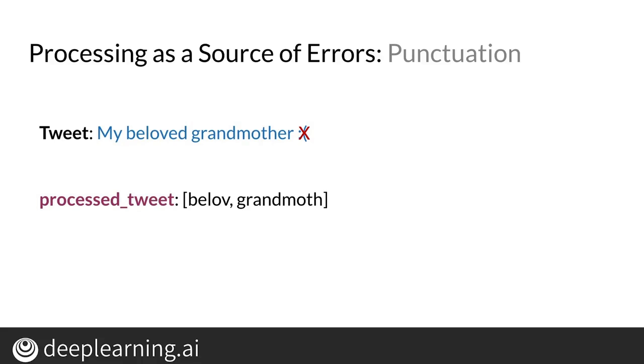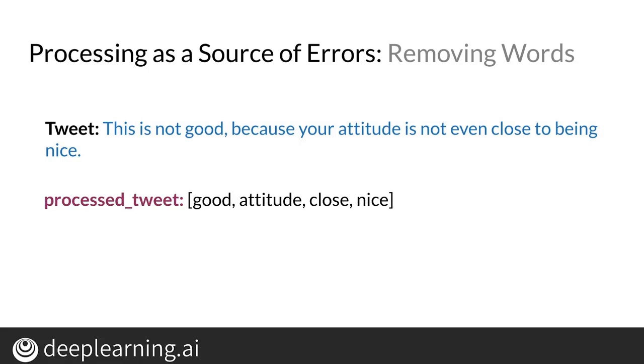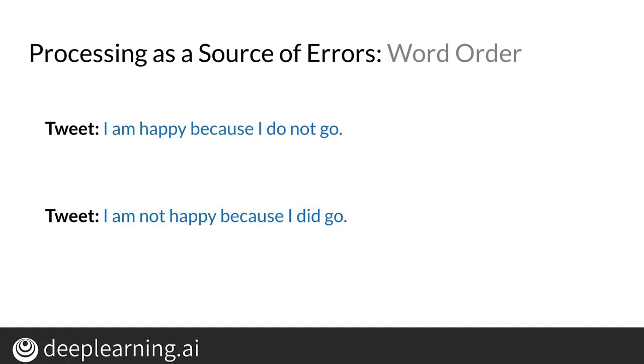So remember, always check what the actual text looks like. It's not just about punctuation either. Check out this tweet: "This is not good because your attitude is not even close to being nice." If you remove neutral words like "not" and "this," what you're left with is the following: good, attitude, close, nice. From this set of words, any classifier will infer that this is something very positive. I'll talk later on about handling "not" and word orders. But remember, double check what your processed text looks like to make sure your model will be able to get an accurate read.